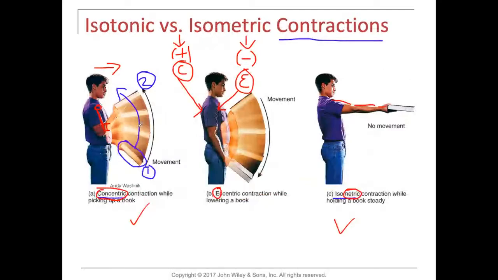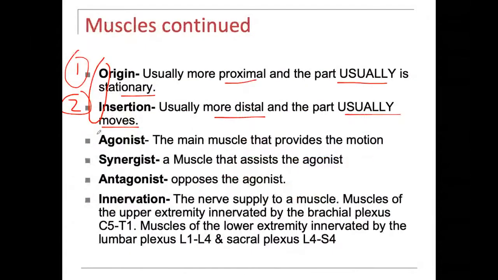So in the case when we were saying biceps, origin is here, insertion is here, this part stays still, and since it attaches to the forearm, it's the forearm that's moving. Okay, that's the movable part.